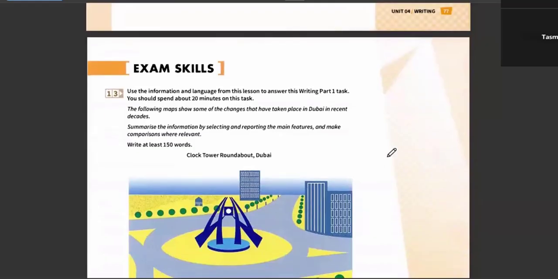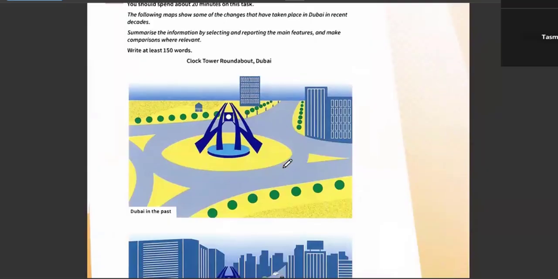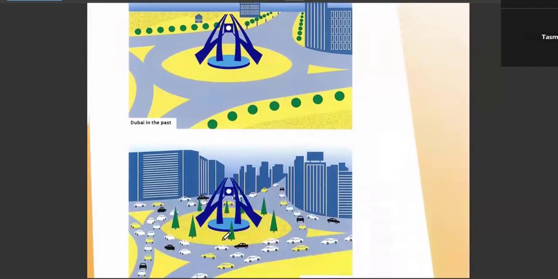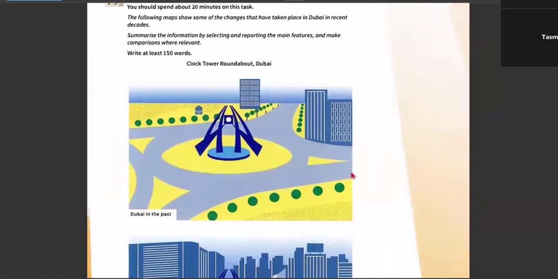Now you will be tested by the homework that you'll get here. So here what you have to do is use the information and language, as always, that you just learned from this lesson, and you take 20 minutes and you see the following map that shows some of the changes that have taken place in Dubai in recent decades. So we have to summarize the information by selecting and reporting the main features that you see have changed and make comparison where relevant. So you see the changes and you mention those and you make comparison between these and then you summarize the whole thing at the end, right?